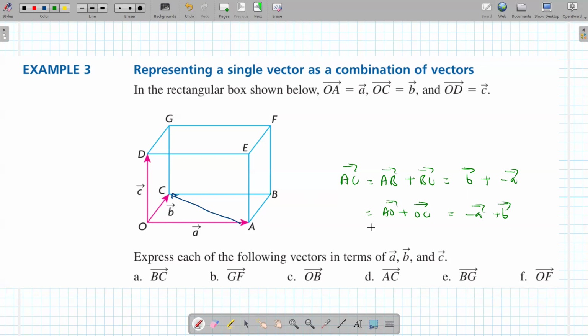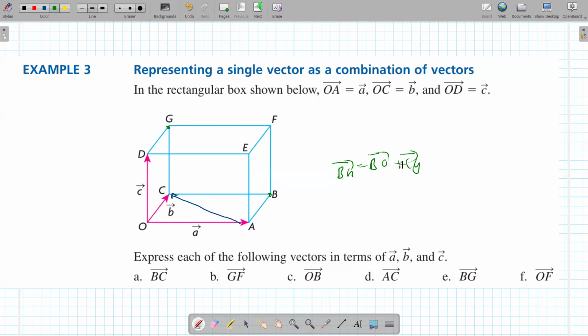Last one, OF, or actually BG. Okay, BG is fun. So we're here, we need to end up here. What plus what? BC plus CG. That works. BC plus CG, and BC is negative A. What about CG? C. CG is simply C. Yep.